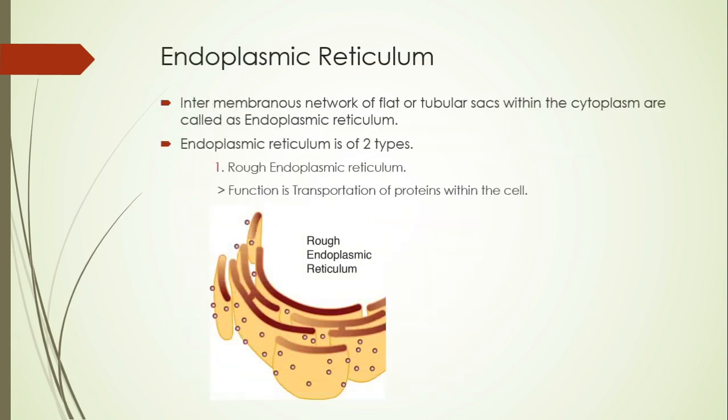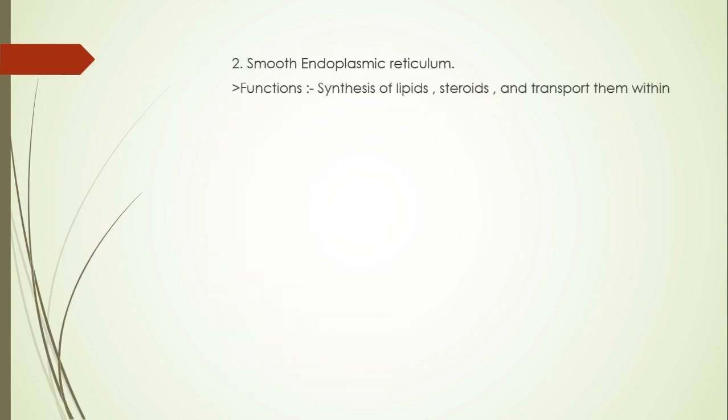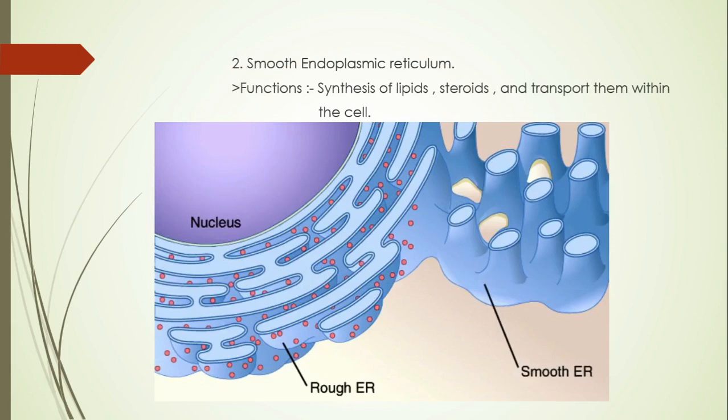Endoplasmic reticulum. Intermembranous network of flat or tubular sacs within the cytoplasm are called as endoplasmic reticulum. Endoplasmic reticulum is of two types. First one is rough endoplasmic reticulum. Functions of it are transportation of proteins within the cells. Second one is smooth endoplasmic reticulum. Functions of it are synthesis of lipids, steroids and transport them within the cells.